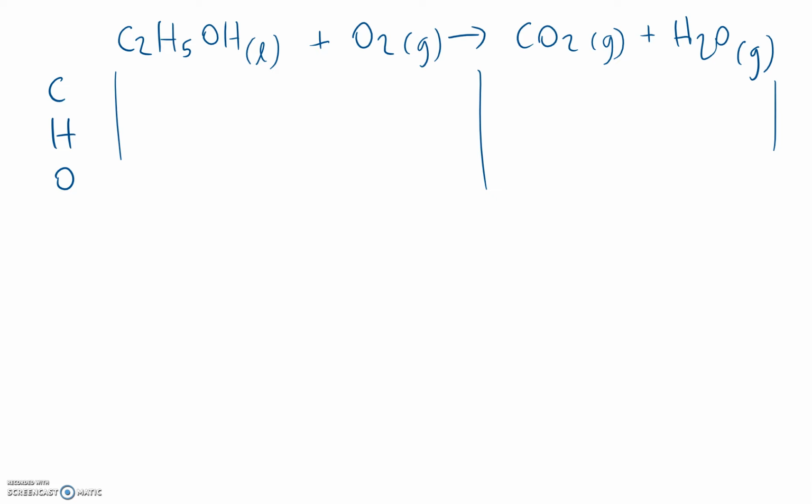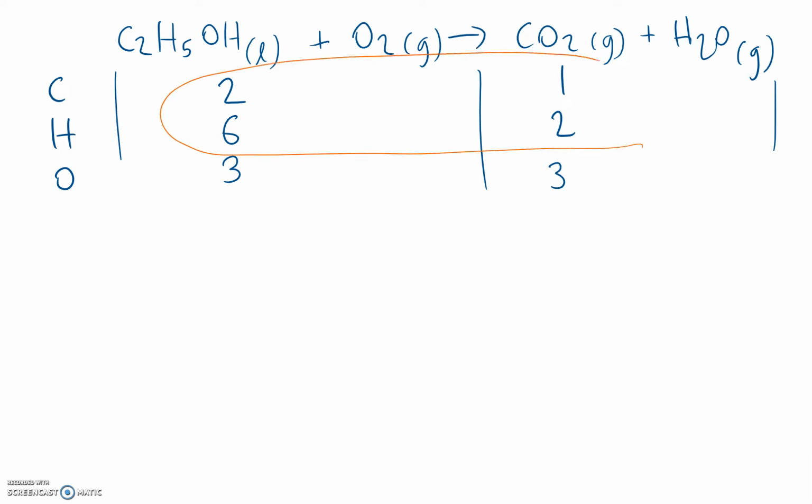So on the left, we have 2 carbon, 6 hydrogen, and 3 oxygen, and on the right we have 1 carbon, 3 oxygen, and 2 hydrogen. So our reaction is not balanced. So let's begin by balancing the carbon.